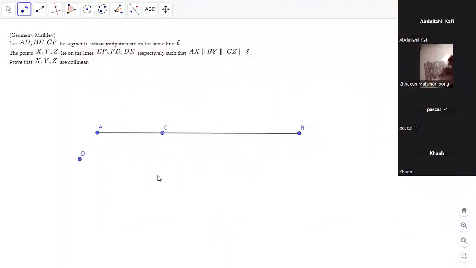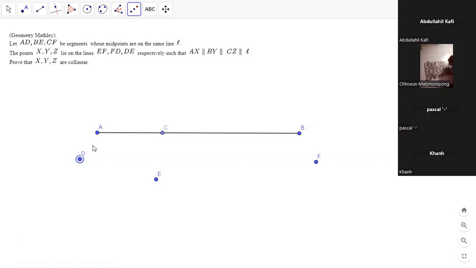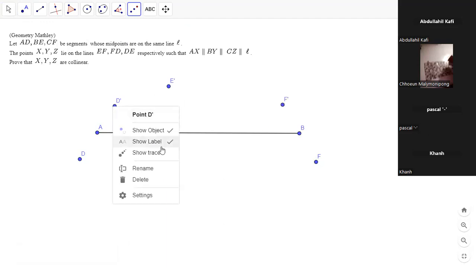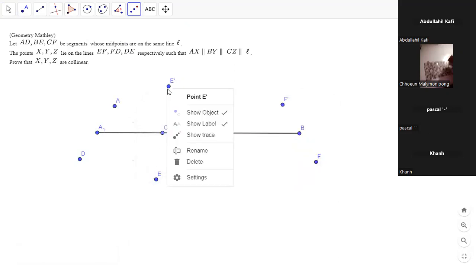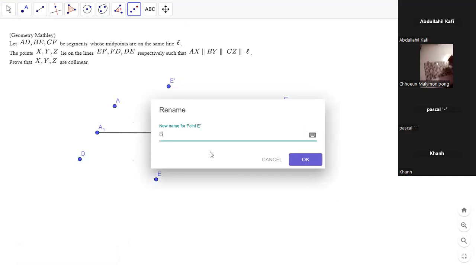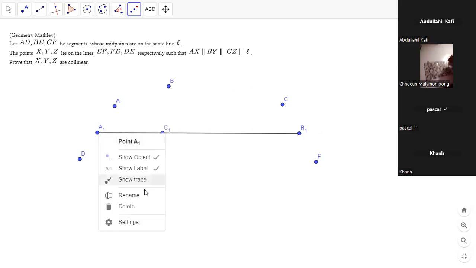I guess I can just reflect 3 random points. But I'm going to have to rename some things, obviously. We call these A, B, and C. A, B, E, and F. Let's call this P, Q, and R.